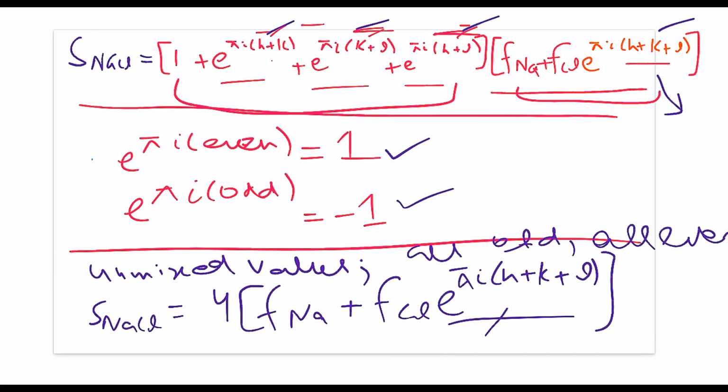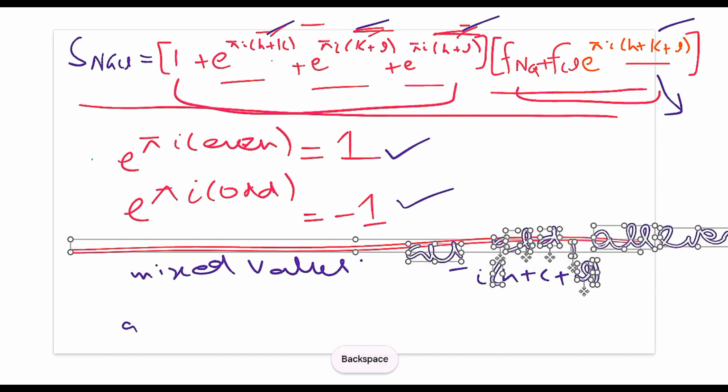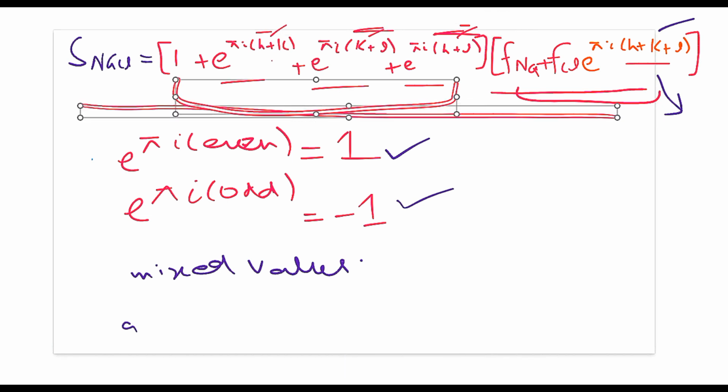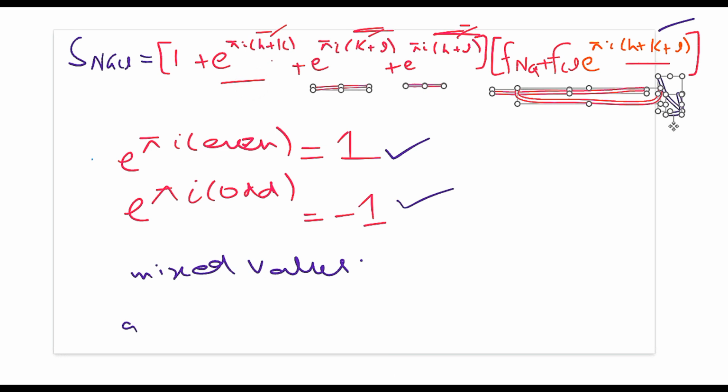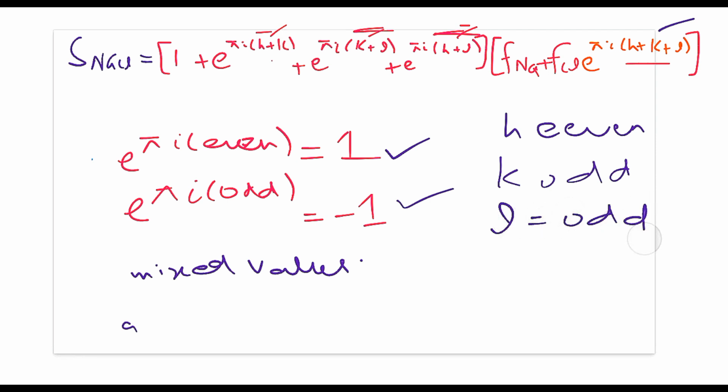Alright, let's see what happens if we have mixed values. We have seen what happens when you have unmixed values. Now let's see the mixed case. This exponential is the basic relation, and let's see how we can make use of it here. So if we have mixed values, let's say H is even, K is odd, and L is odd as well. Let us see what happens in that situation.